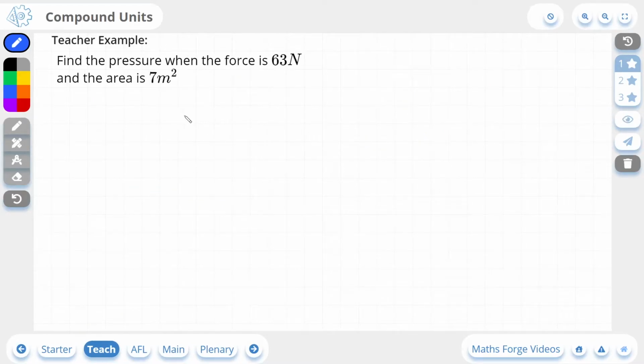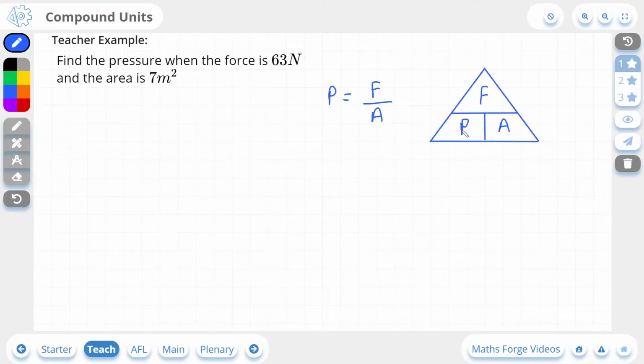We'll do another one-star example, this time with pressure. So for pressure, the formula is pressure is equal to force over area. And if we do our pressure triangle, it looks like this. We can see that if you want to find pressure, you just cover this up. And then the pressure is equal to the force over the area. If you want to find area, you cover this one up. And then it's equal to the force divided by the pressure. And of course, if you wanted to find the force, you'd cover this one up. And it would be equal to the pressure multiplied by the area.